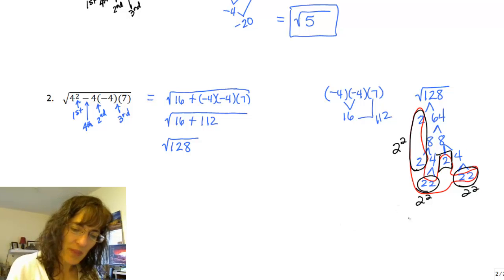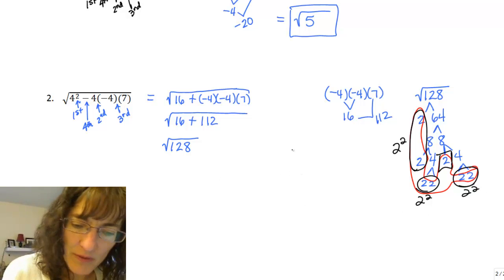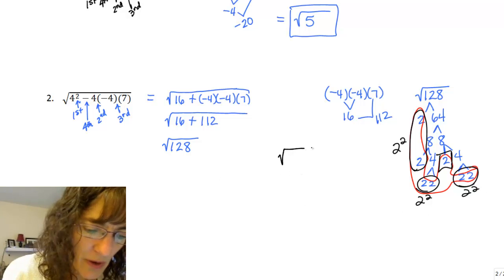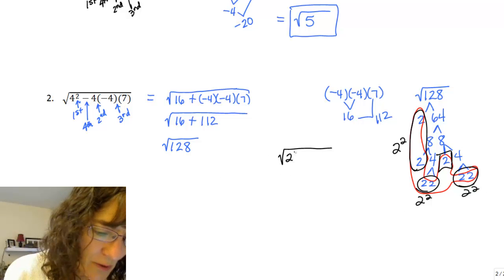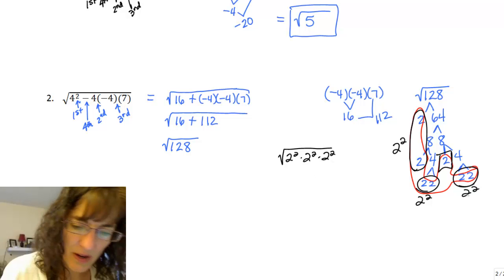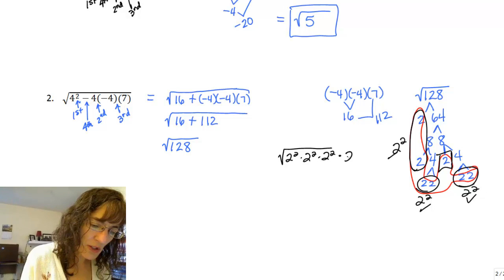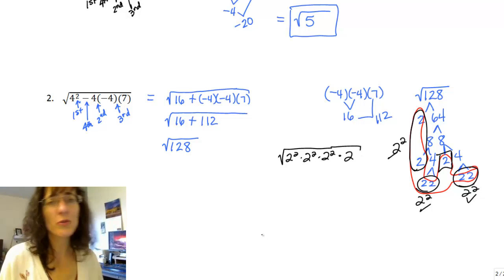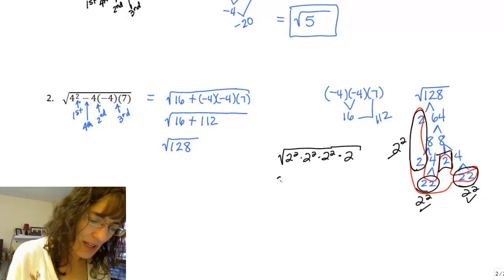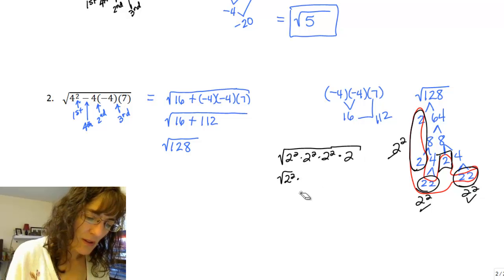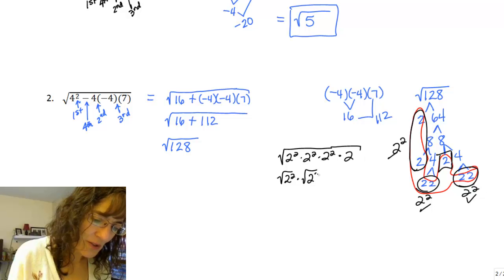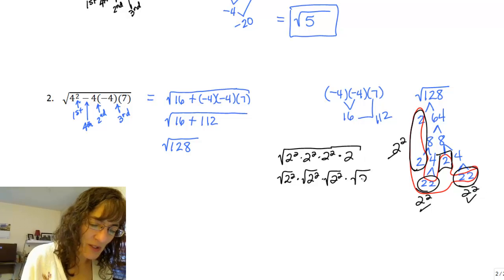When I rewrite that, I'm going to go off to the left here a little bit. I'll have the square root of 2 squared times 2 squared times 2 squared. I had 3 of them. There's 1, 2, 3. And then one that's just a lonely 2 with no squared. Okay, so then I can separate them. Square root of 2 squared times square root of another 2 squared times the square root of another 2 squared times the square root of 2.